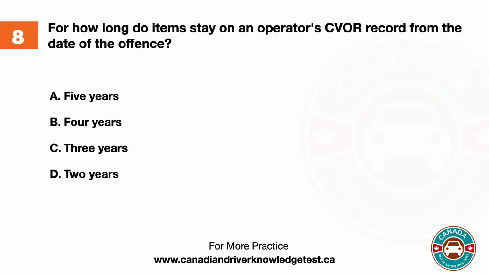Question 8. For how long do items stay on an operator's CVOR record from the date of the offense? A. 5 years. B. 4 years. C. 3 years. D. 2 years. The answer is A. 5 years.